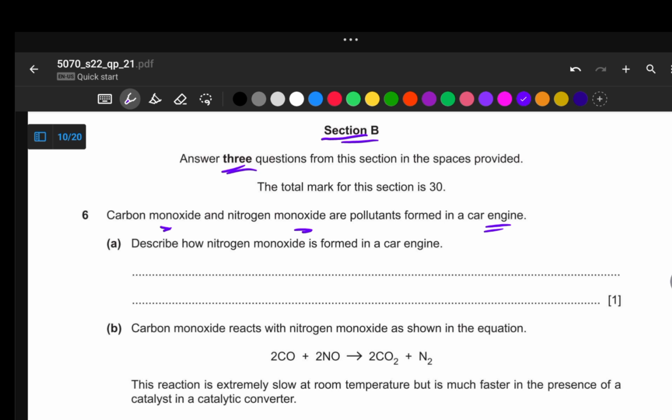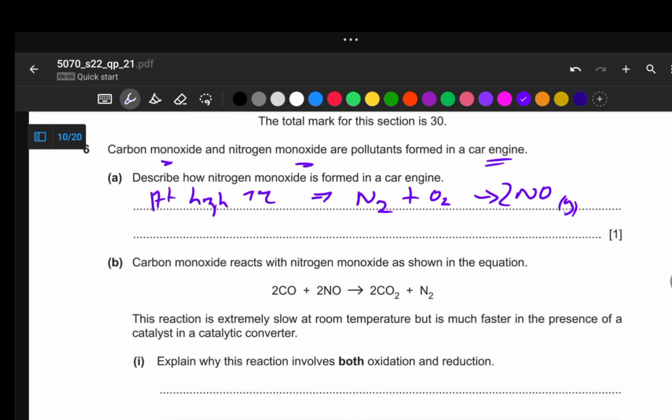So at high temperatures in the car engine, nitrogen and oxygen are going to react. This is the simple explanation we are going to have. At high temperatures we are going to have the reaction between nitrogen gas plus oxygen gas to give nitrogen dioxide gas. So this is what happens. And then carbon monoxide reacts with nitrogen monoxide, as shown. So this is the equation.